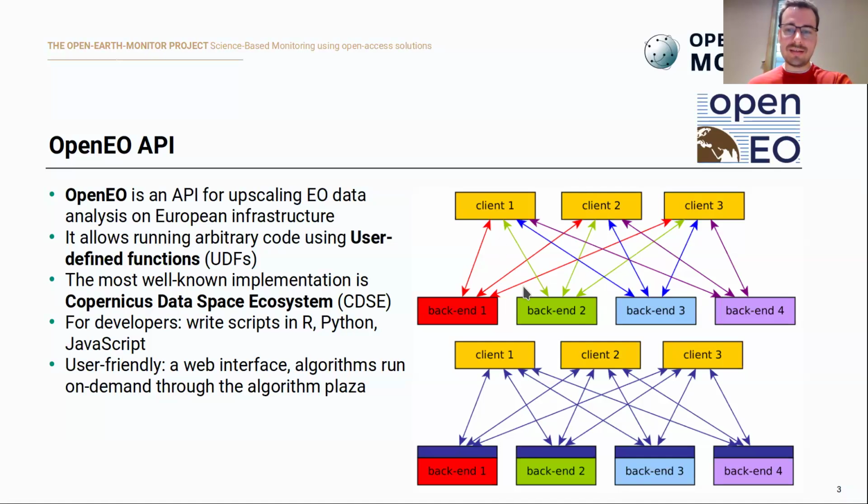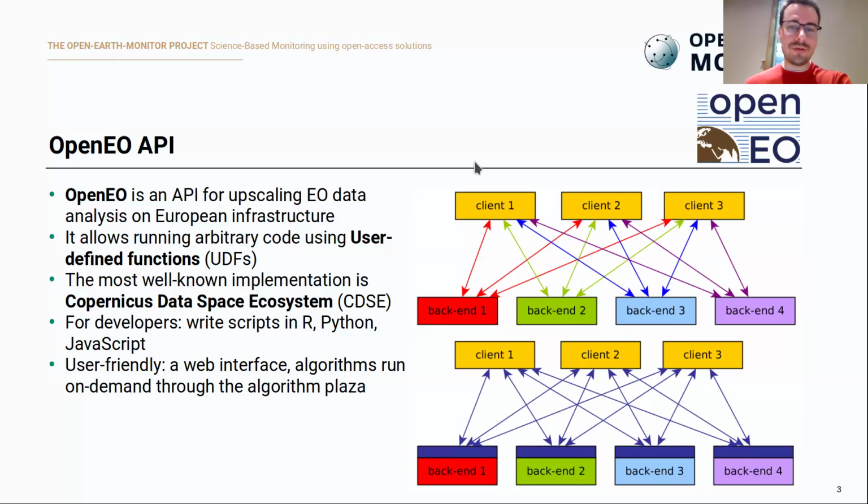So on the right, you see that if you have multiple clients, in the past, they used to have to communicate to every backend using the language of each backend. But with openEO, we have basically a translation layer that allows all the clients to use the same tools and the same language to connect to all of the different backends, which makes them a lot more interoperable.